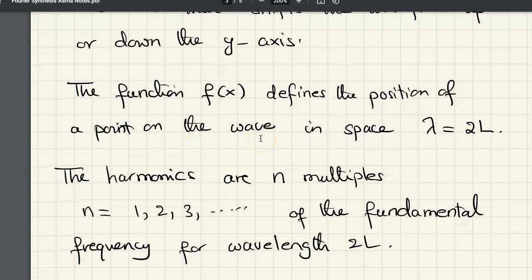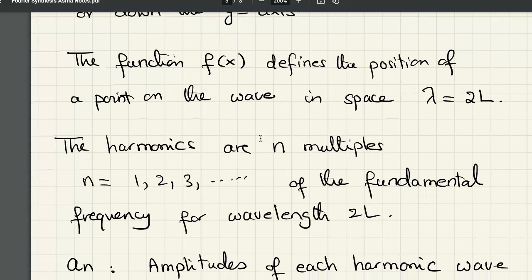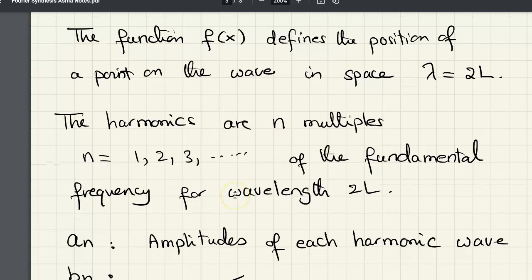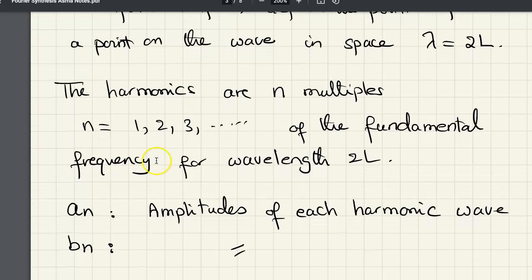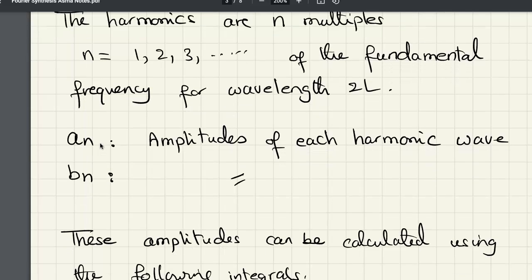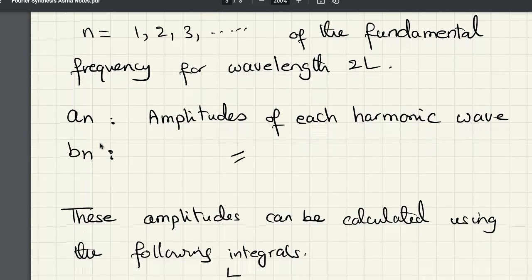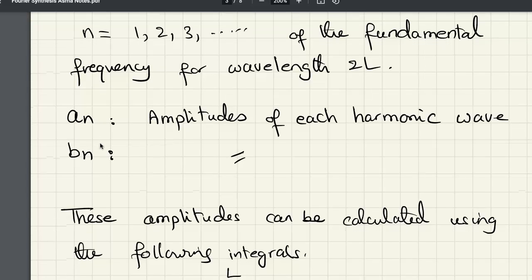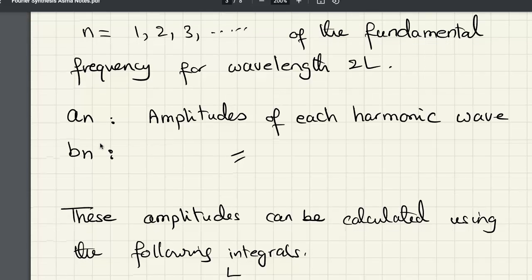The function here, f(x), defines the position of the point on the wave when we have lambda equals 2L. Now, the harmonics are really multiples of the fundamental frequency for a wave that has a wavelength of 2L, and these harmonics are going to be n equals 1, 2, 3, 4, 5, like they are going to be a set of numbers. Now, for the practice, we will do like 20 harmonics for the sawtooth and for the square wave.